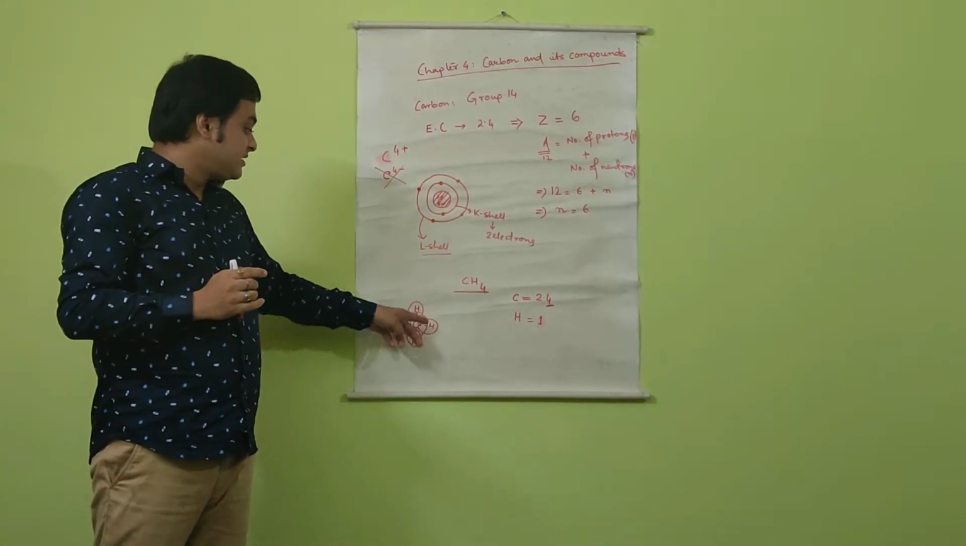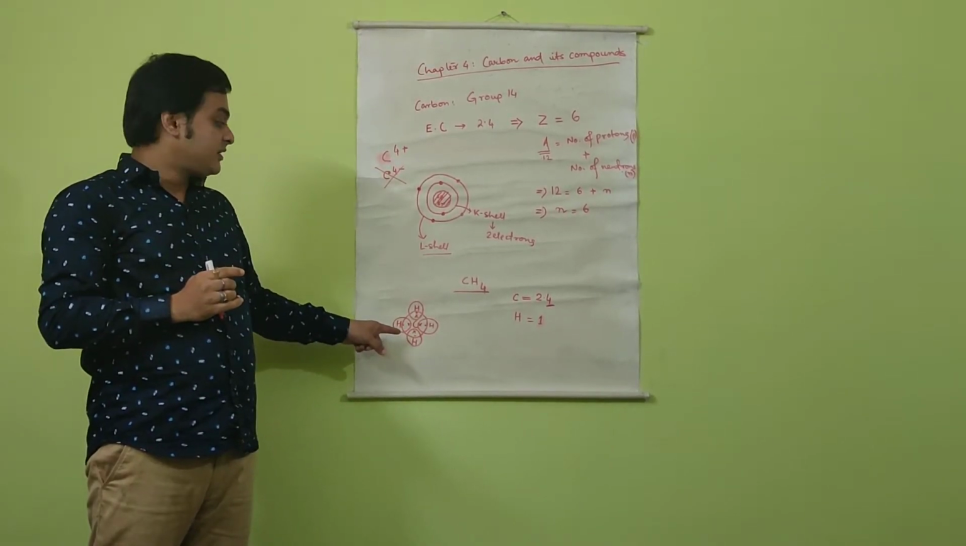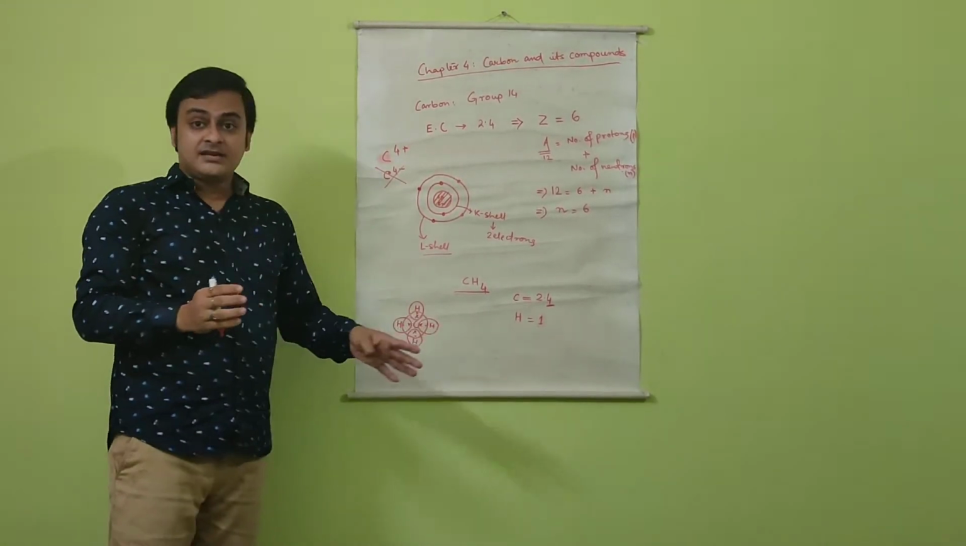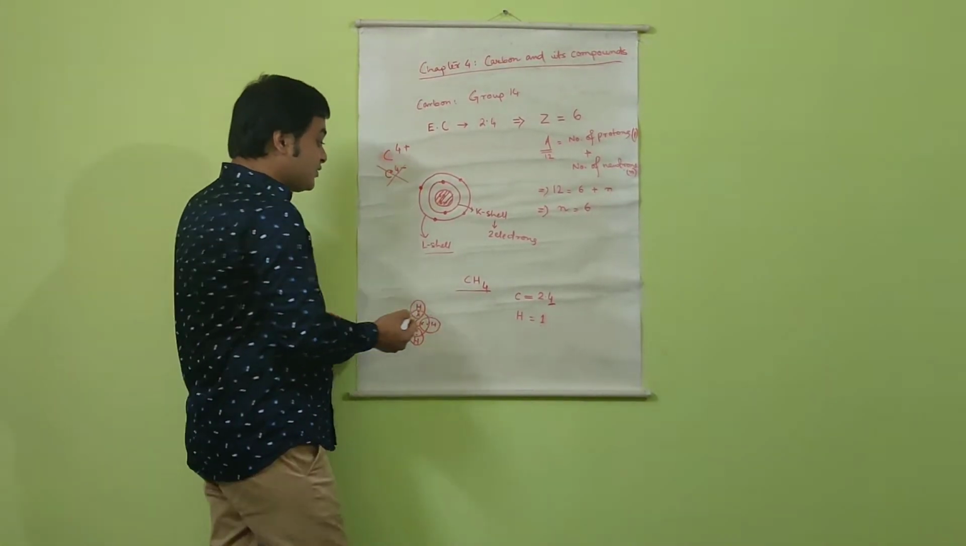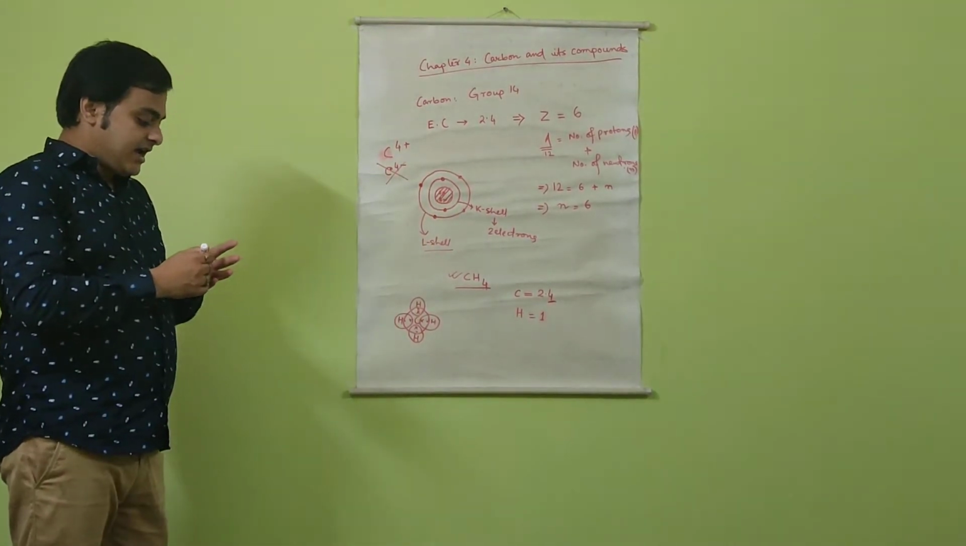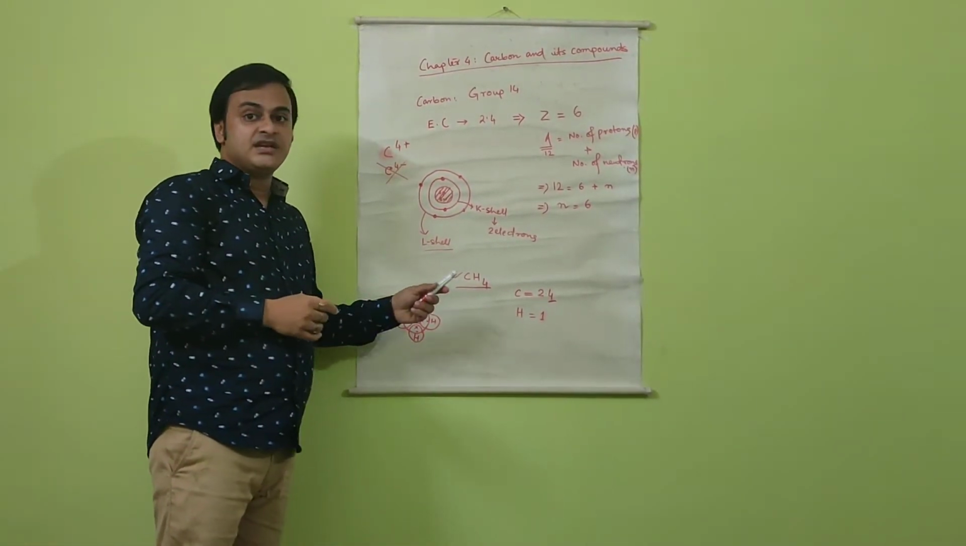And in this way, by the mutual sharing of electrons with hydrogen atoms, the bond which is formed is the covalent bond, and we know that sharing is caring, and so in this way carbon attains stability, and a stable molecule, that is methane, is formed.